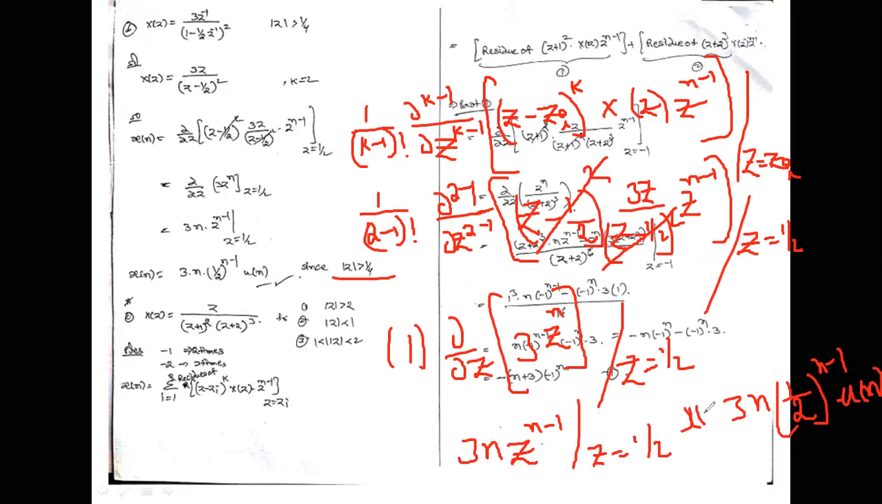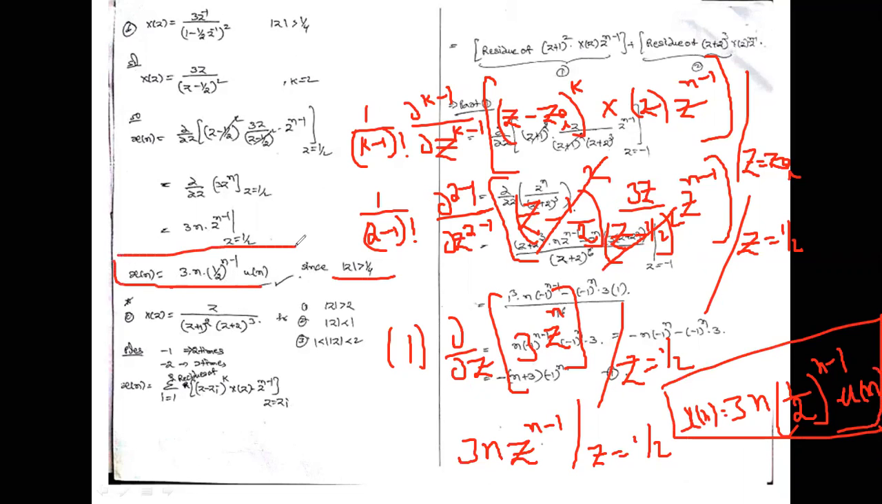So x of n is equal to, for the given function x of z, we got the inverse z transformation as 3n into 1 by 2 whole power n minus 1 mu of n, for the function x of z equal to 3z by z minus 1 by 2 whole square. If the power increases still more, we can also do it by using this formula. Understood, my dear students?